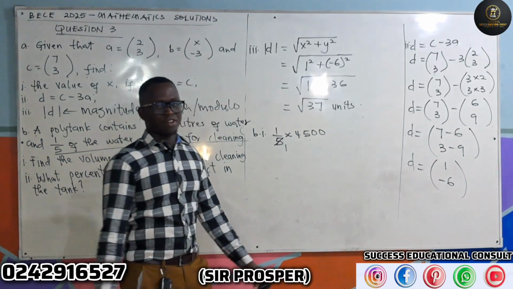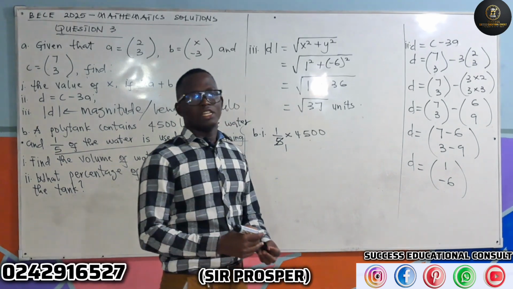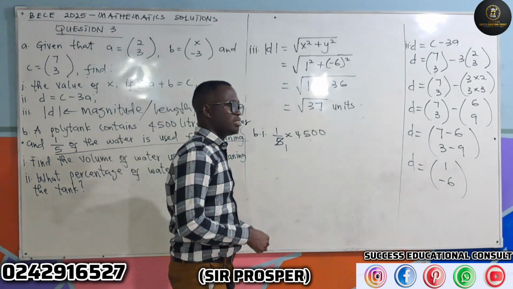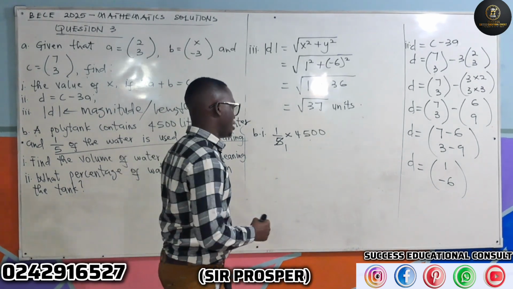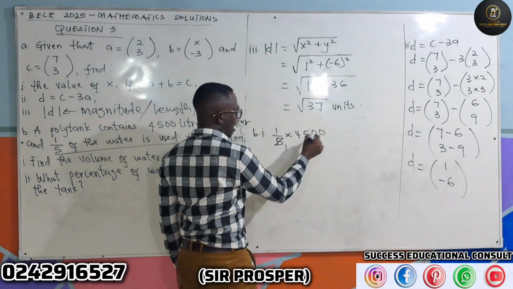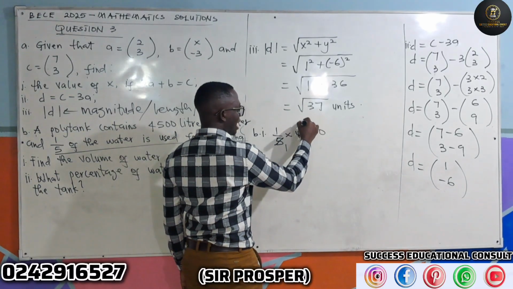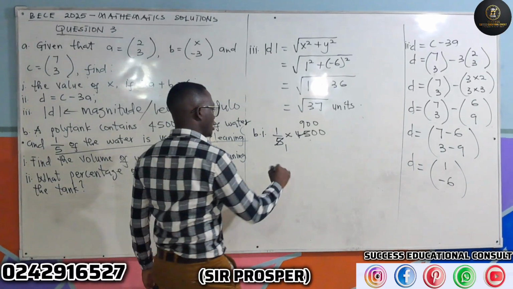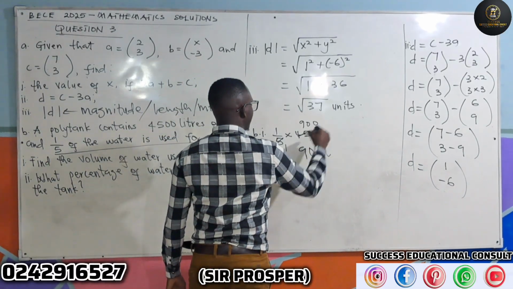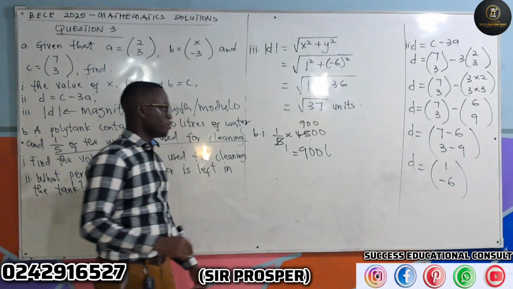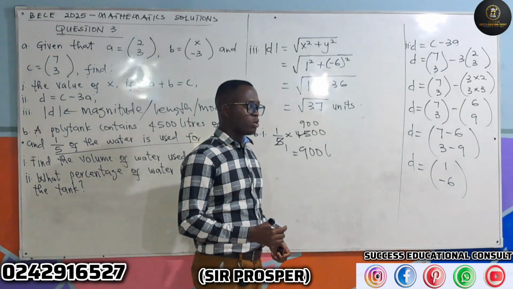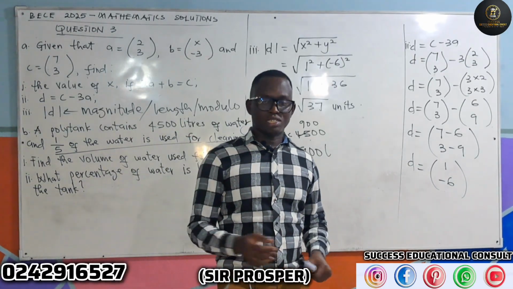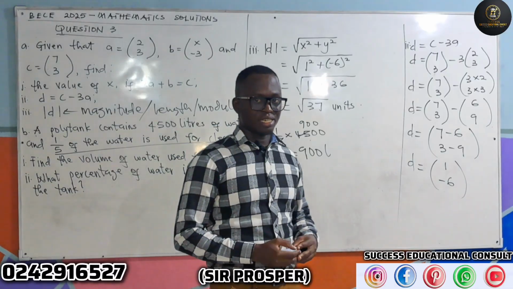The division is very, very important. If you don't do that, you'll be penalized when you are marking your BECE scripts. 5 divides 45, 9 times, add the zeros. So you have 900. Now you have 900 liters. You can decide to write it in full or 900 L. Once the unit is there, it doesn't matter.